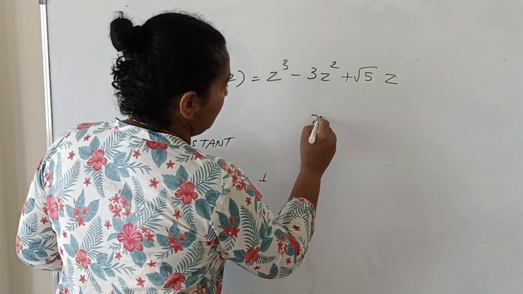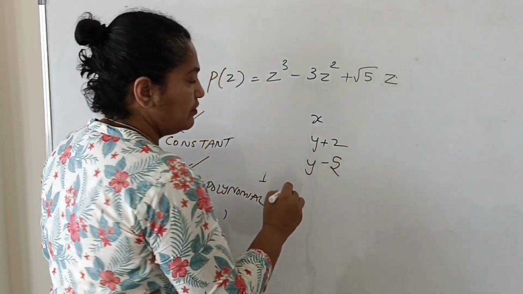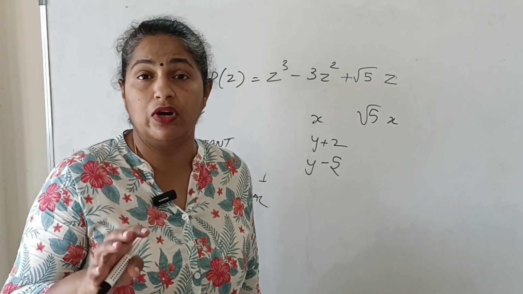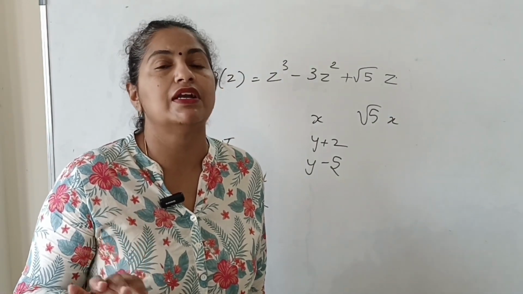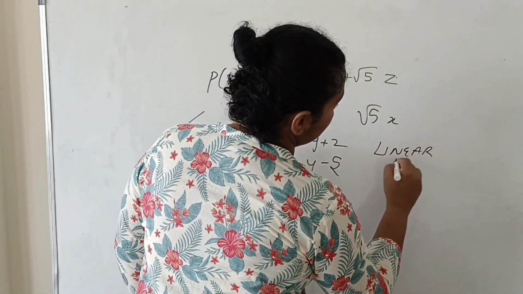You have polynomials of degree 1. Some examples of polynomials of degree 1: x, y plus 2, y minus 5, root 5 into x. All these are examples of polynomials where the degree is 1. Okay, maximum power of the variable is 1. Such polynomials are called linear polynomials.